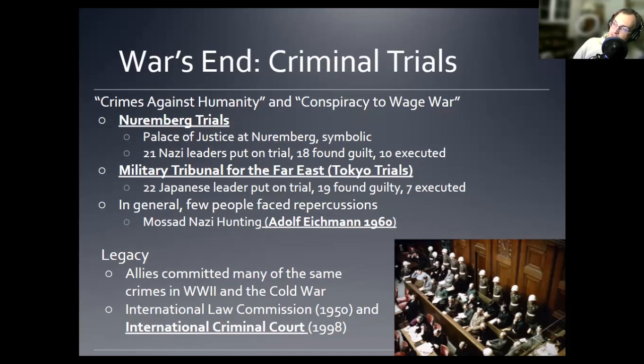Now, in the Far East, in Tokyo, the Nuremberg Protocols were used there as well. 22 Japanese leaders were put on trial for all of those charges, and 19 of them were found guilty, and 7 of them were executed. That said, in general, very few people faced any kind of repercussion.